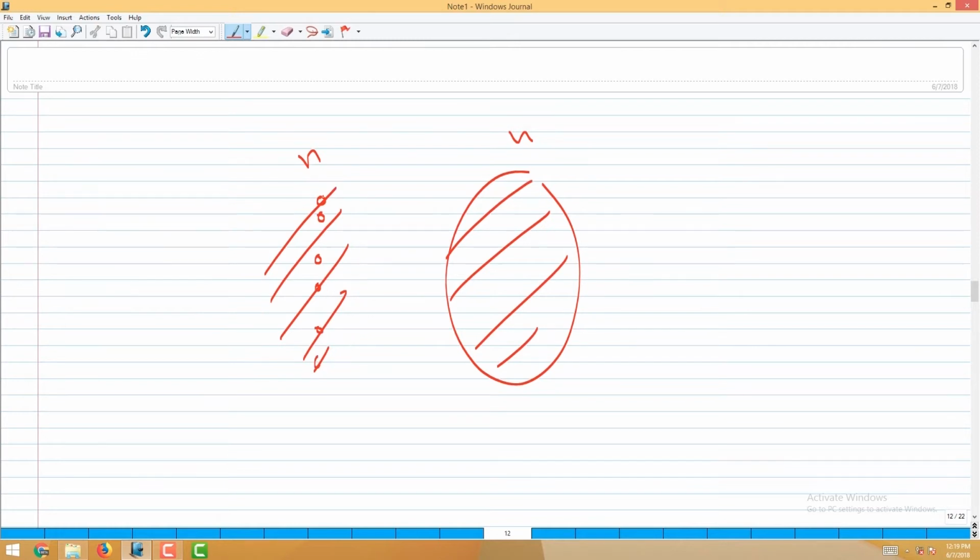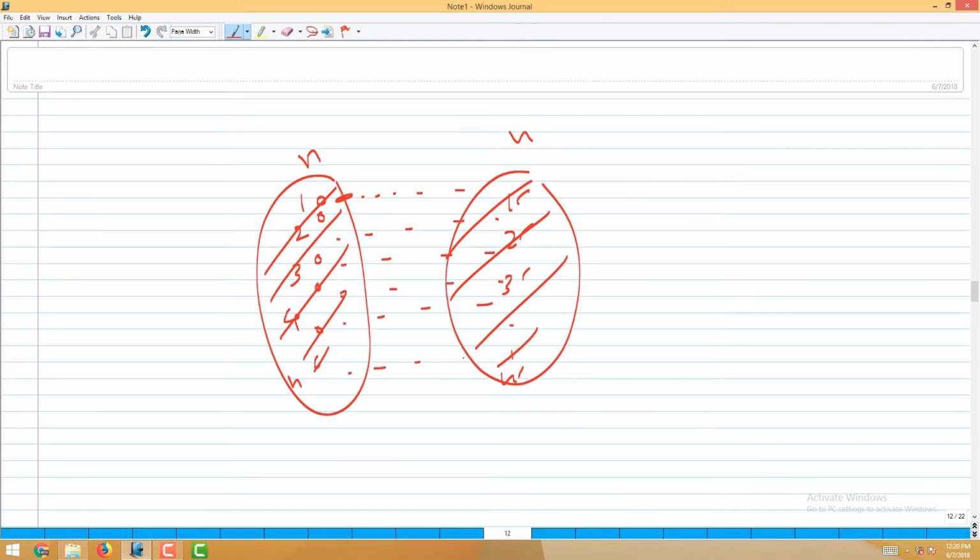So this I can call 1, 2, 3, 4 like that up to n, and this is 1 dash, 2 dash, 3 dash, n dash. See, the only thing which is missing is the missing edges: this 1 to 1 dash, 2 to 2 dash, 3 to 3 dash, 4 to 4 dash, n to n dash. All other edges will be there. Okay.